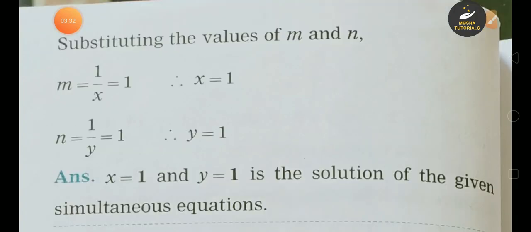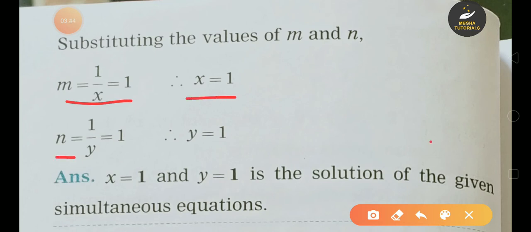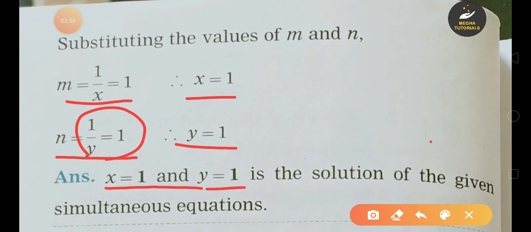Now we can resubstitute the values of m and n. So we'll get m is equal to 1 upon x is equal to 1. After taking reciprocal we can get x is equal to 1, and n is equal to 1 upon y is equal to 1. So we'll take the reciprocal of this, so we'll get y is equal to 1. Therefore the solution of the given simultaneous equations is x is equal to 1, y is equal to 1.